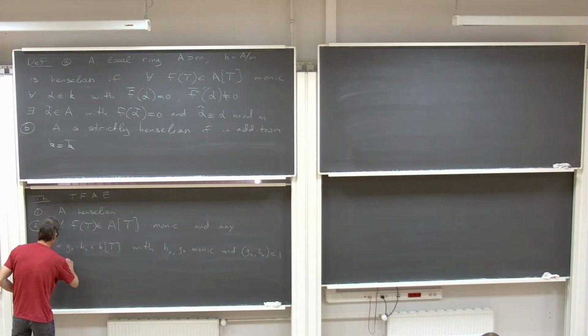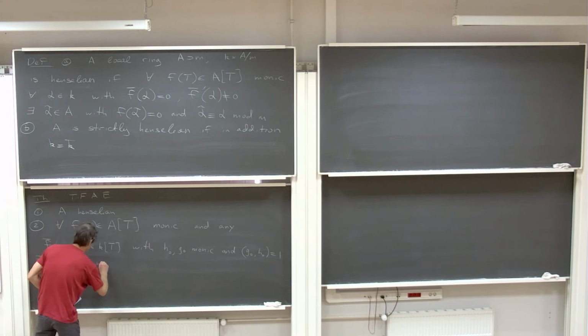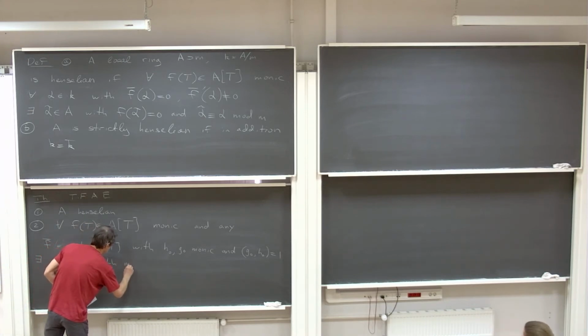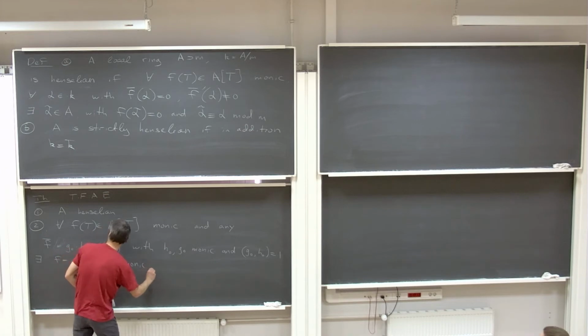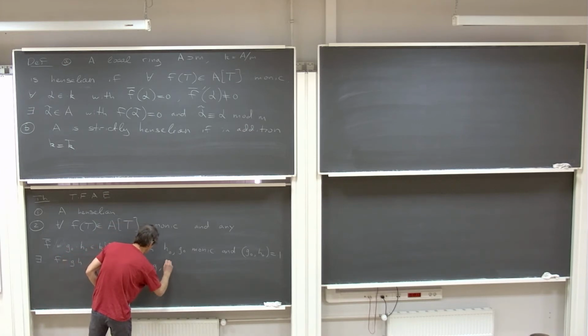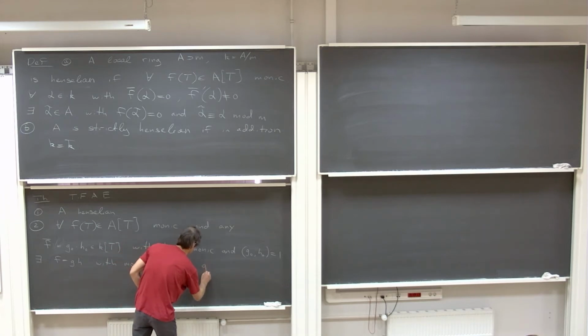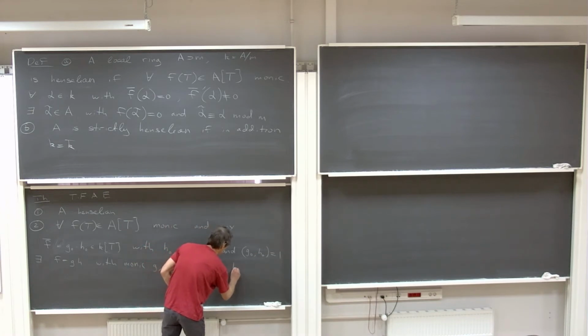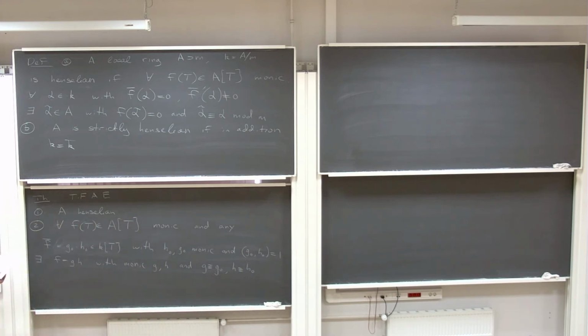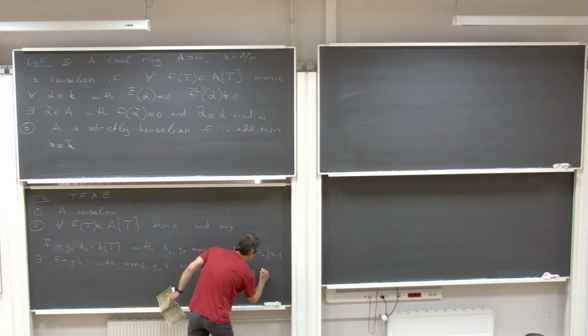Then there exists a factorization f equals GH with monic G and H, such that G is equal to G0 modulo the maximal ideal, and H is equal to H0. Okay? So that's one condition.